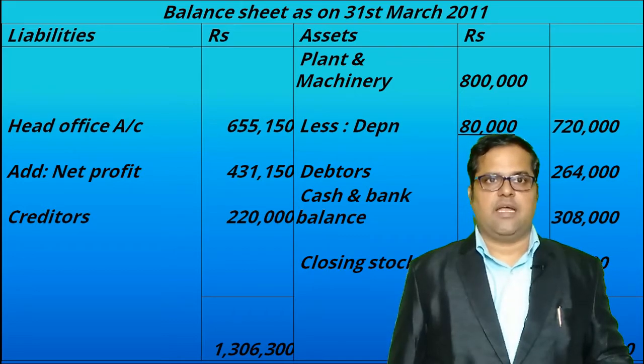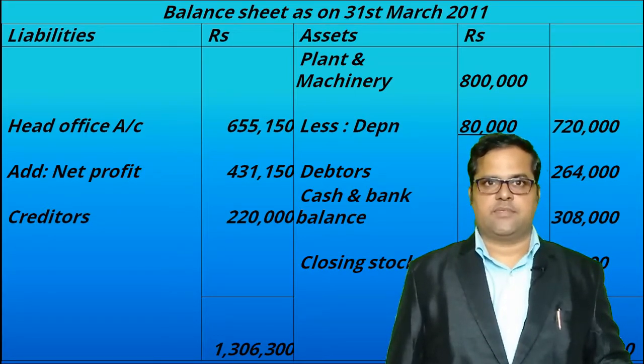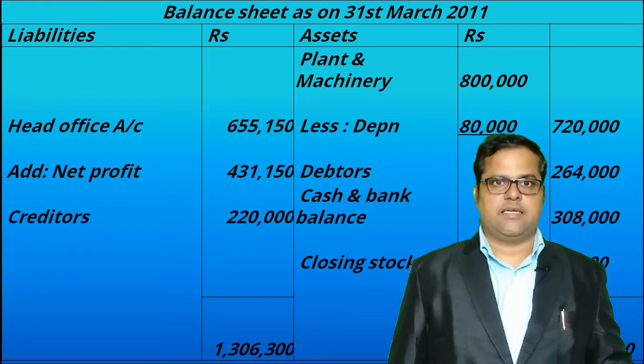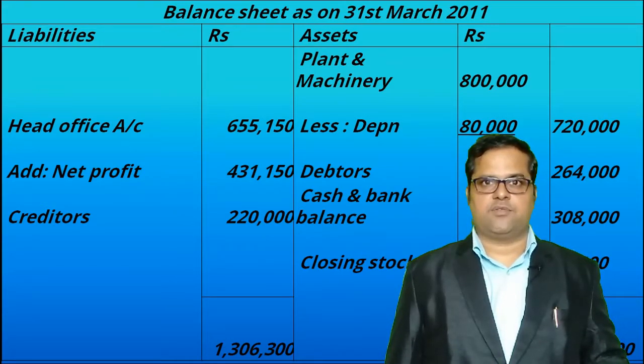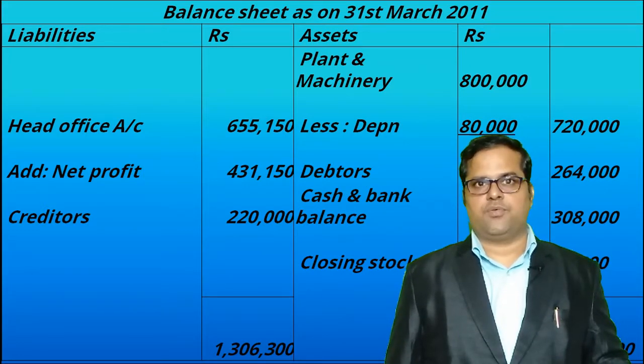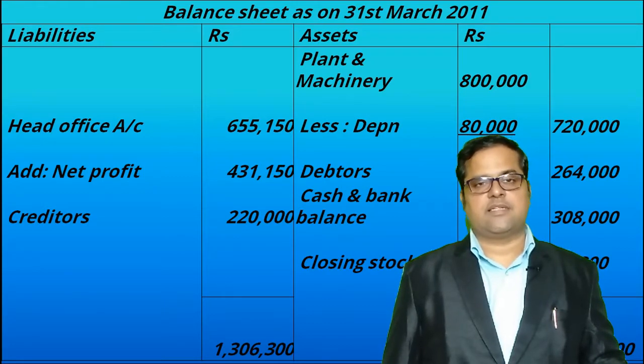This is the balance sheet. On the liability side, you will record the head office account which was given in the trial balance, but the value was given in adjustments. We will add net profit which was a balancing figure in the P&L account. Apart from this, all are regular items like creditors on the liability side. On the asset side we have plant and machinery, rupees 8 lakhs, from which we subtracted 10% depreciation, that is 80,000. In the outer column we got 7,20,000, and the rest of the items are very well known to you: debtors, cash and bank balance, closing stock, and the balance sheet will tally. This sum has tallied at 13,06,300.